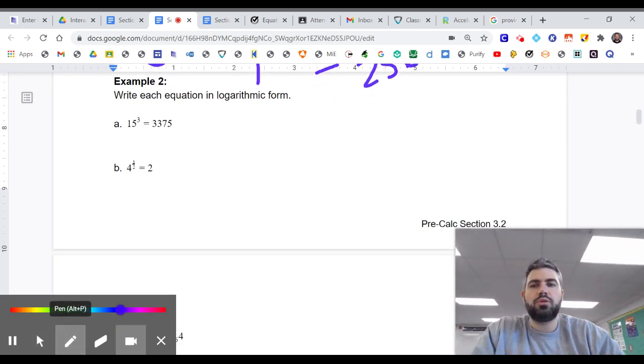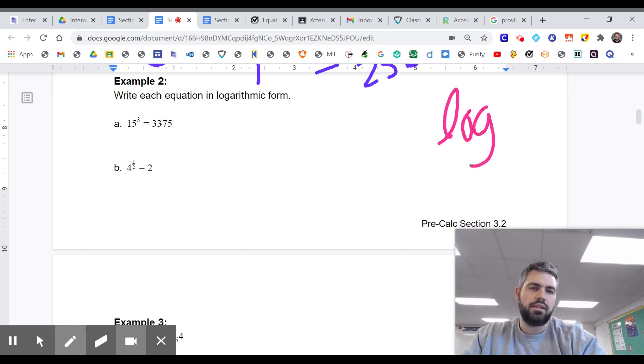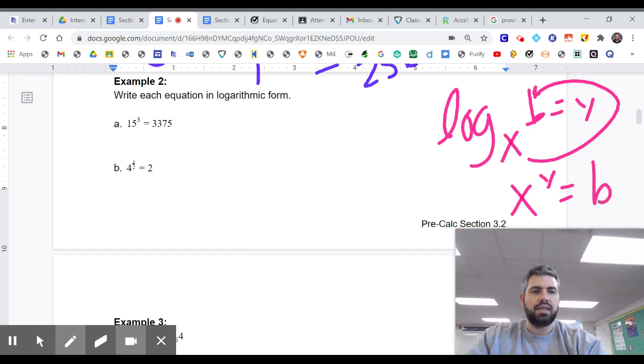Example 2 says to write it in logarithmic form. So now we have to undo our exponential form. Let's look at this one right here. Remember, the loop rule looked like this: log base b of x equals y, meaning b to the y power equals x. I guess it was written differently before, but anyway, we still see the loop rule.